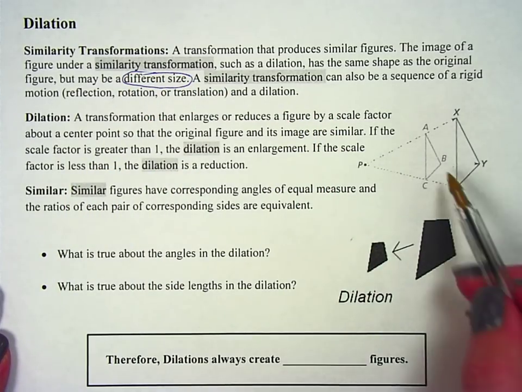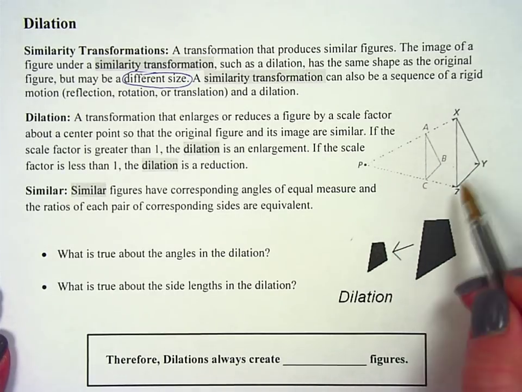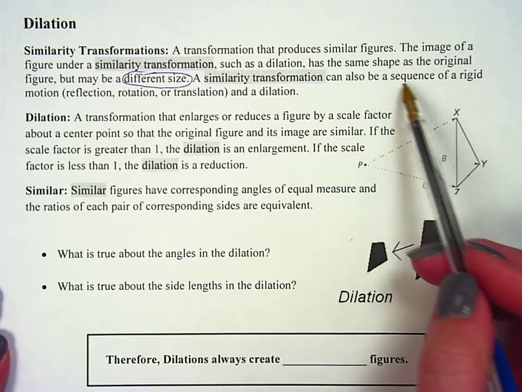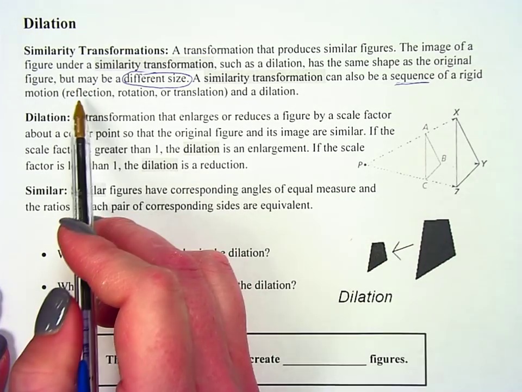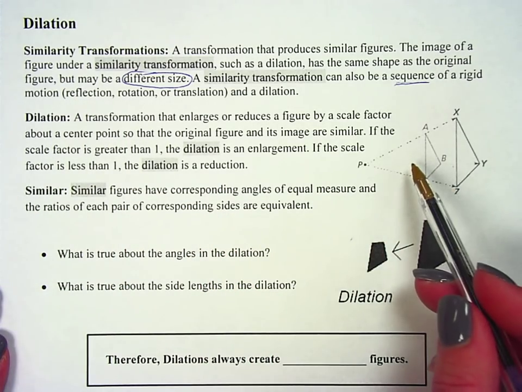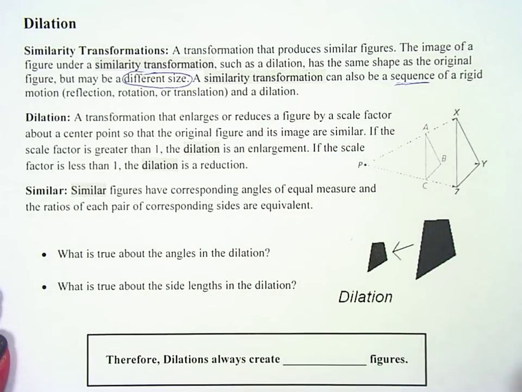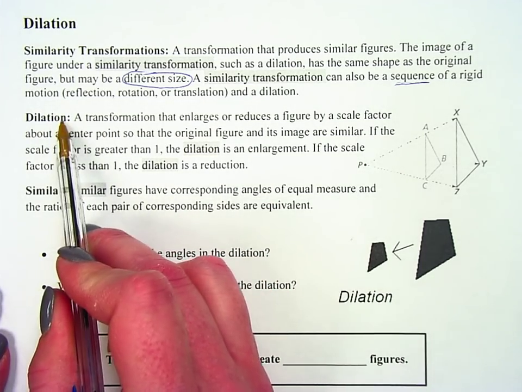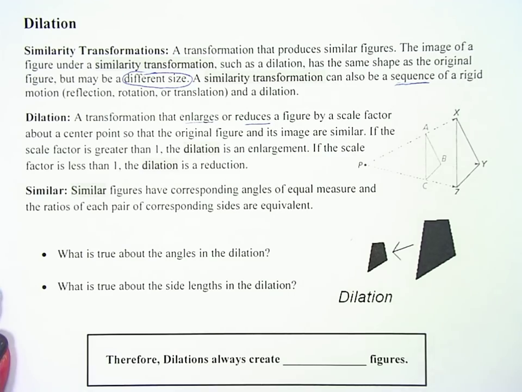So as you'll notice, my triangle stayed a triangle, my quadrilateral stayed a quadrilateral, but either got bigger or got smaller. Okay. It can also be a sequence, meaning that I'm doing a reflection where I flip it over, or a rotation, where I spin it on its side, or a translation, and then I do my dilation at the end. Okay. My dilation, though, means that it's either enlarging or reducing my figure.